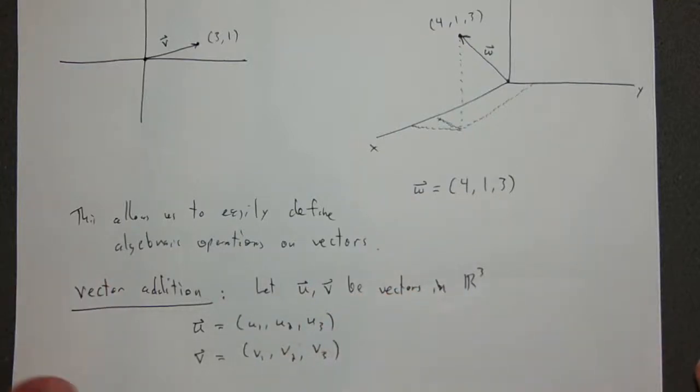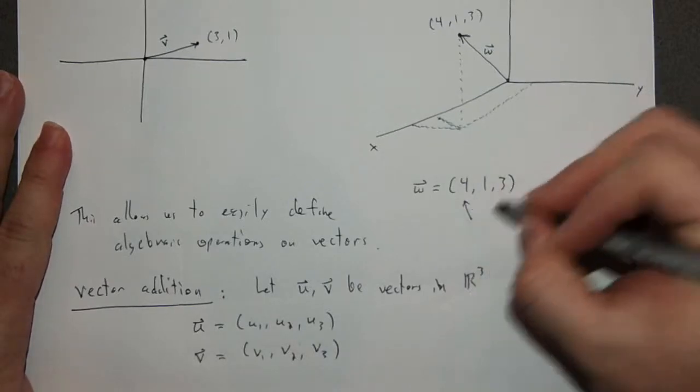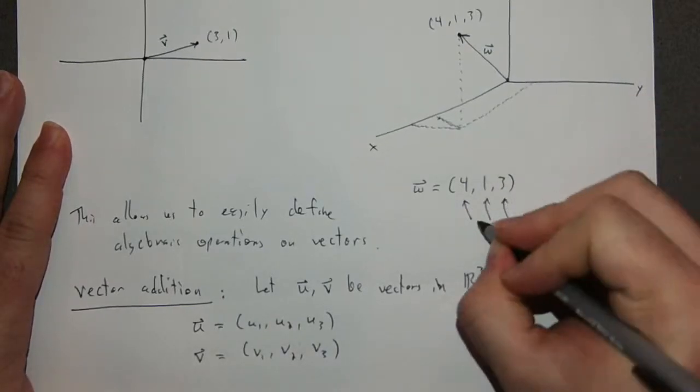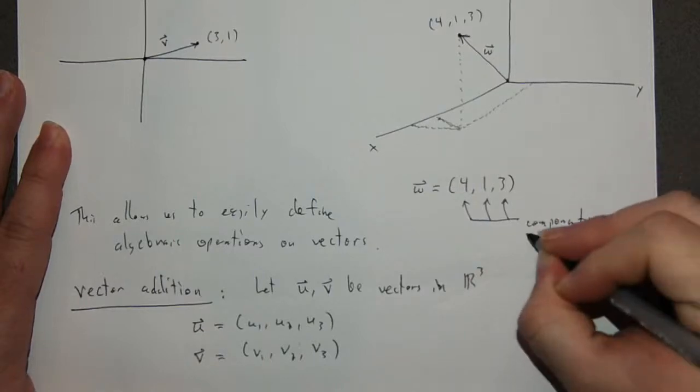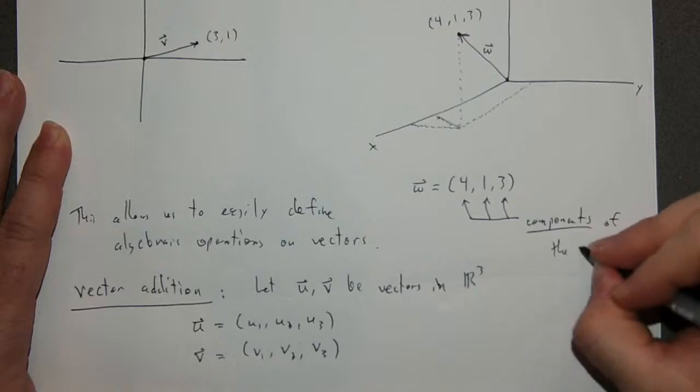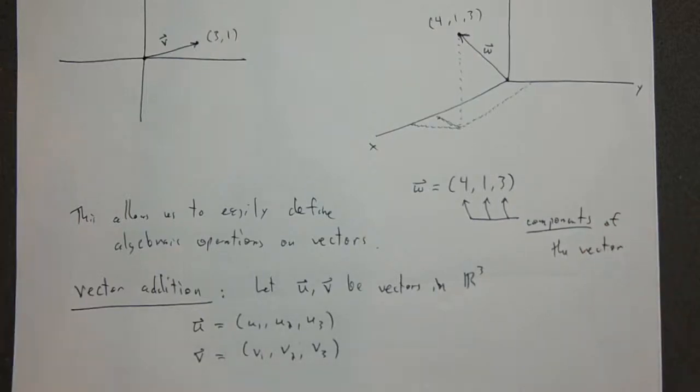Now, just to remind you, these are called the components of the vector. Is 413 always XYZ? Yes, that's always how it is. We always keep this consistent so that there's not that kind of confusion going on. Okay, so U and V are vectors in R3.